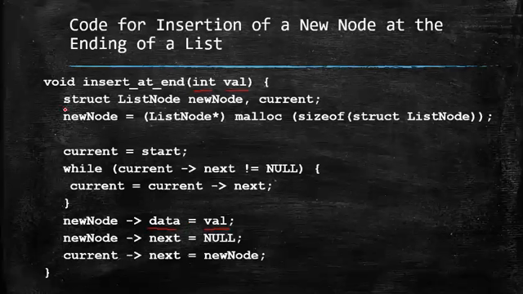As you can see here, we are having a statement to allocate memory to our new node, and then we are assigning current to start, and then we are having a loop where we are moving current till the last element by checking this condition. And once we reach the last element, we are making the next of new node to point to null, which is the first step, and we are making the next of current to point to new node, which is the second step to perform the insertion of a new node at the end of a list.